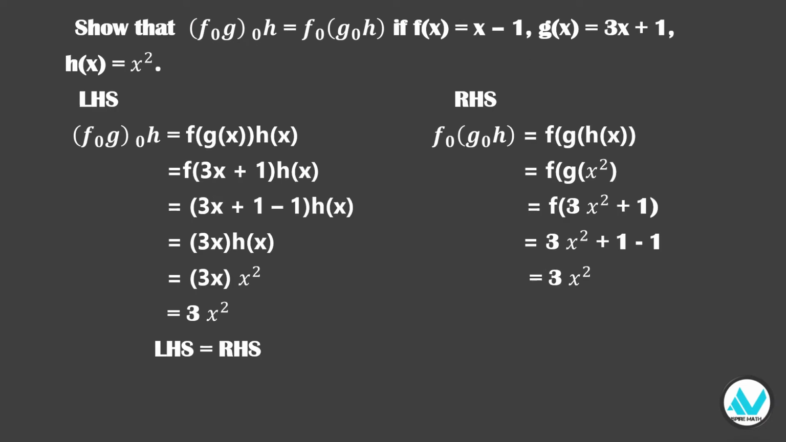Let us see a problem. Show that (f∘g)∘h equals f∘(g∘h), where f of x equals x minus 1, g of x equals 3x plus 1 and h of x equals x square.